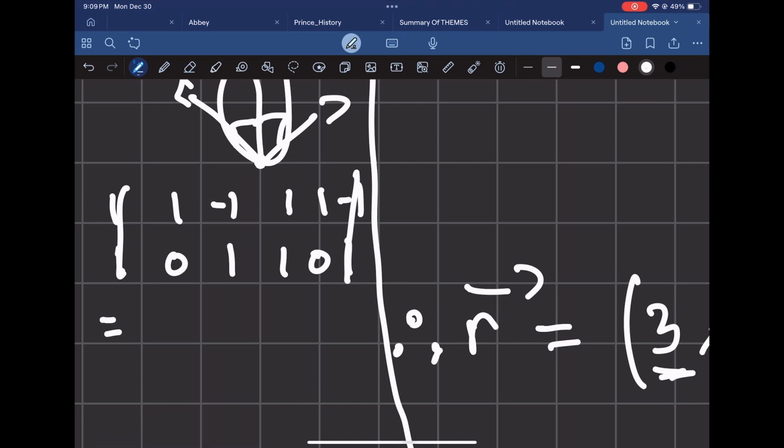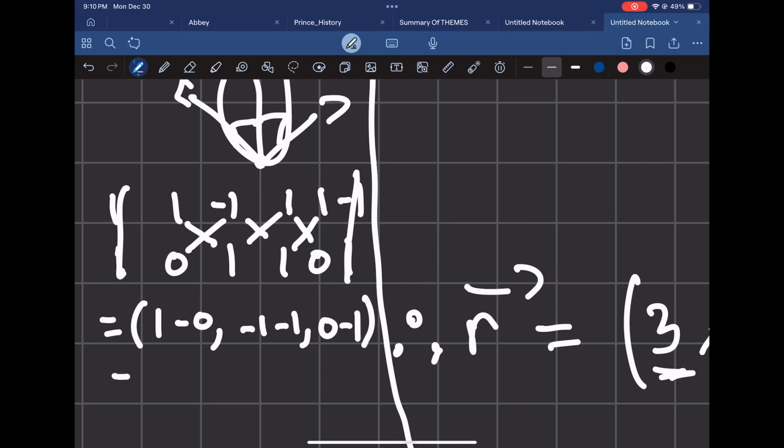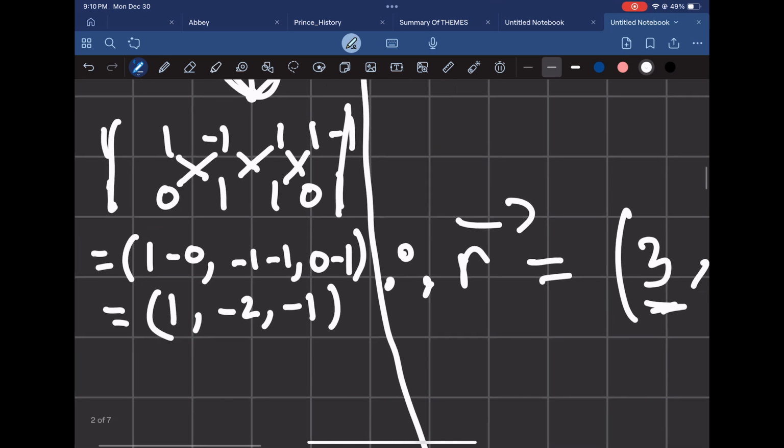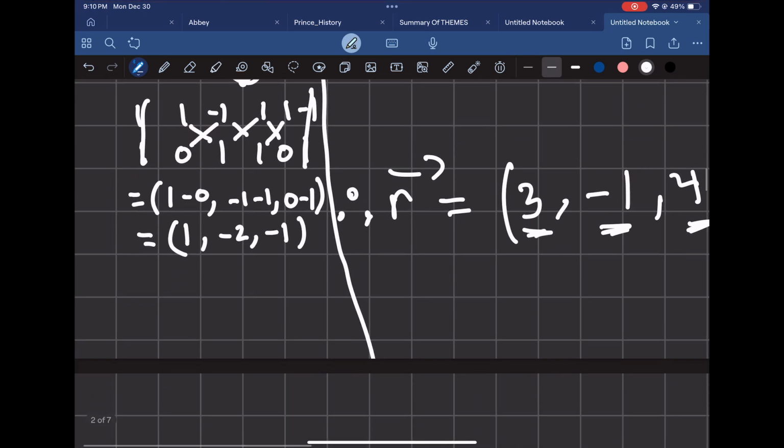So 1 times 1 is just 1, and negative 1 times 0 is 0, so 1 minus 0. Then negative 1 times 1 is negative 1, and 1 times 1 is 1, so negative 1 minus 1. And lastly, 1 times 0 is 0, and 1 times 1 is 1. So that's the vector, and we can simplify this to 1, negative 2, negative 1. So this vector over here is actually the normal vector, and now we can simply plug this back in.